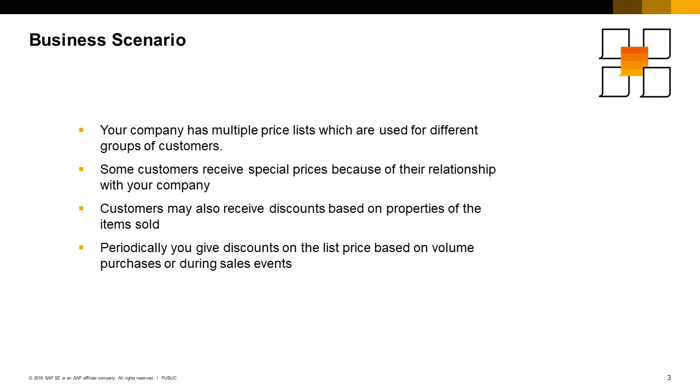Imagine that your company has price lists for different groups of customers. Some customers, such as your best customers, receive special pricing. Customers can additionally receive discounts based on item groups or properties of the items sold. Periodically you give discounts on the list price based on volume purchases or during sales events.